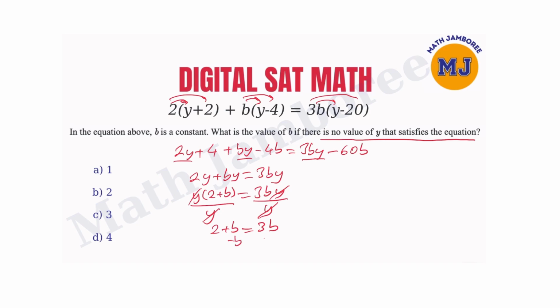I will take away b from both sides. This is going to lead us to 2 equals 2b. Then 1b, we're looking for b, is equal to 2 divided by 2, which is 1. So the right choice for this specific question is choice A.